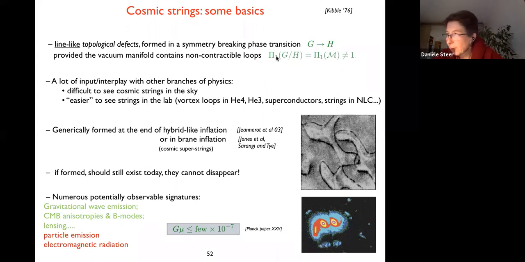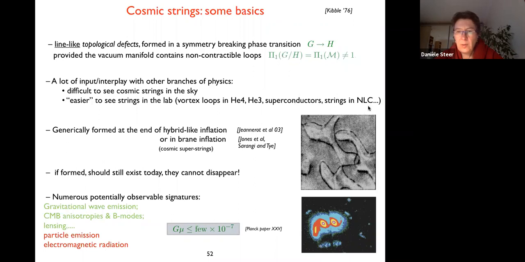So that sounds complicated, but there are examples of line-like topological defects everywhere in nature. So not just in high-energy physics, but in all sorts of other branches of physics. For example, in condensed matter physics, there are vortices, so the equivalent of cosmic strings, vortices in helium, so in superfluids such as helium-4 and helium-3, where you have phase transitions of this kind. In superconductors, where you have a U(1) which is broken, which also gives rise to vortices.